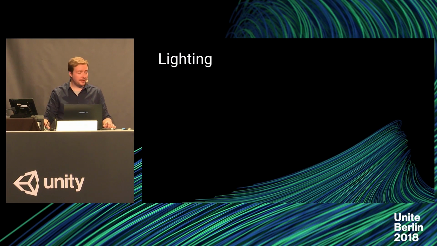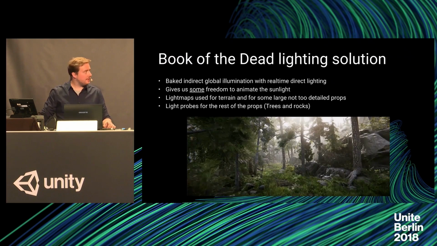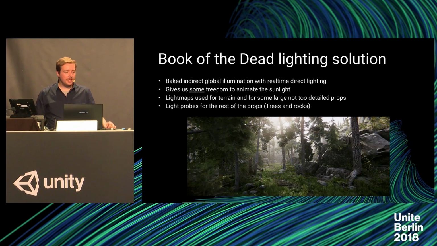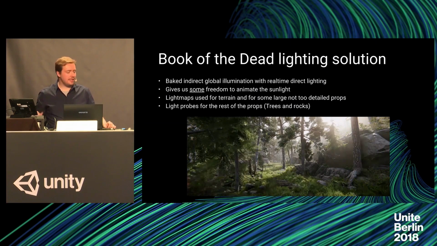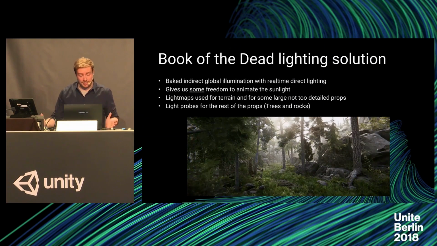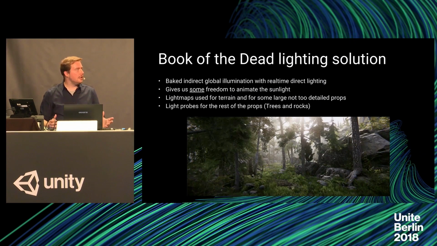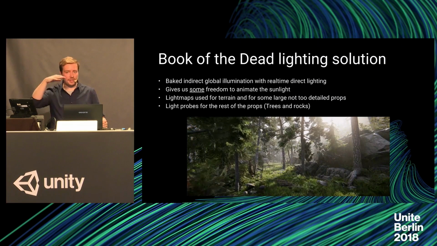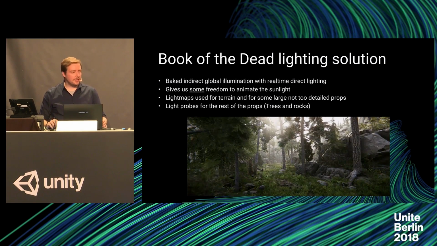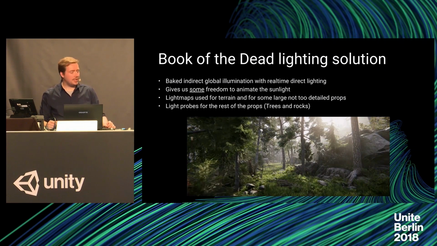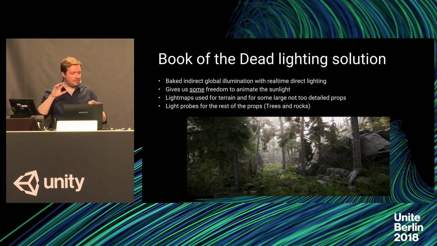So, the lighting in this project. The lighting solution we use is indirect global illumination with real-time direct lighting. What that means is that everything that is indirect lighting in this project, mostly the effect from the sky, is baked. But everything that is direct lighting from the sun is real-time. So that gives us some freedom because we have these two different parts.